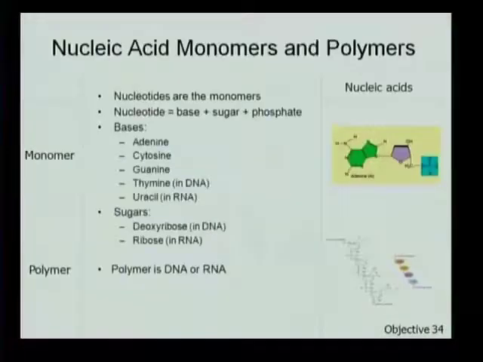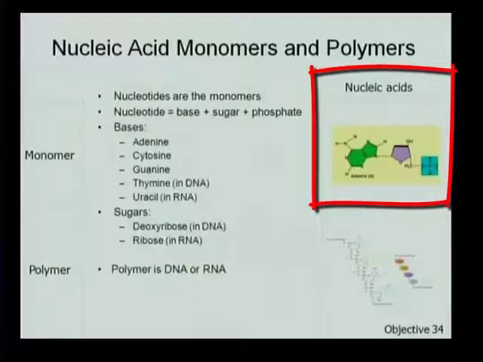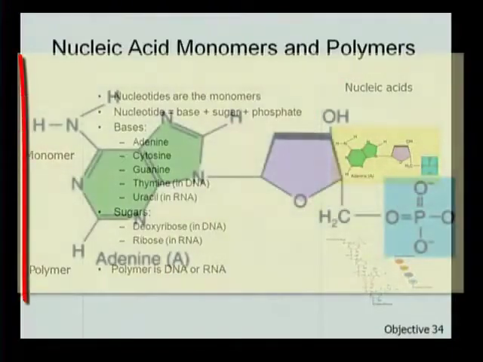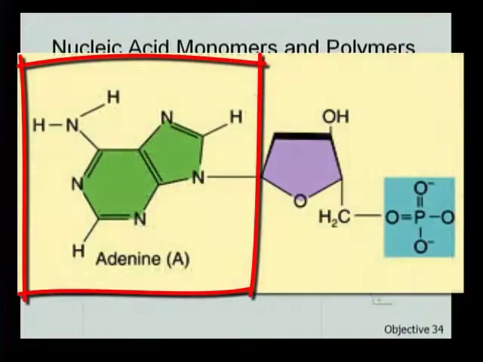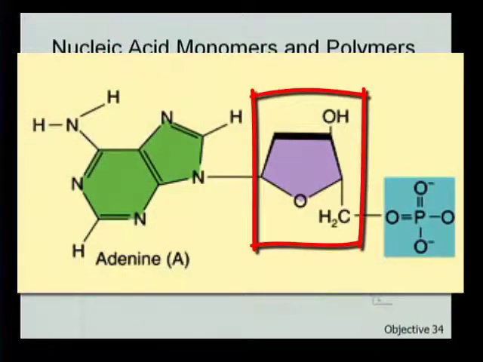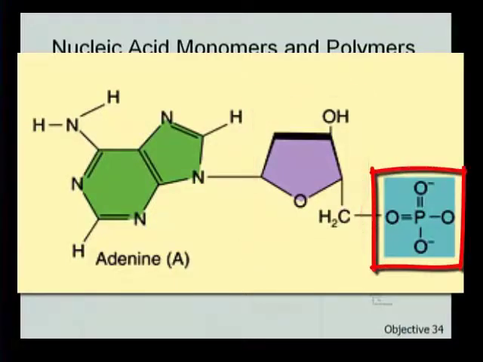The last of the four major categories of biological molecules that we're going to look at are the nucleic acids, DNA and RNA. Going back to the beginning of this module, we talked about the monomers and the polymers. In this case, the monomers are nucleic acids. They're called nucleotides, and they're made up of a base, adenine, guanine, cytosine, thymine, uracil, a sugar, either ribose or deoxyribose, and a phosphate group.